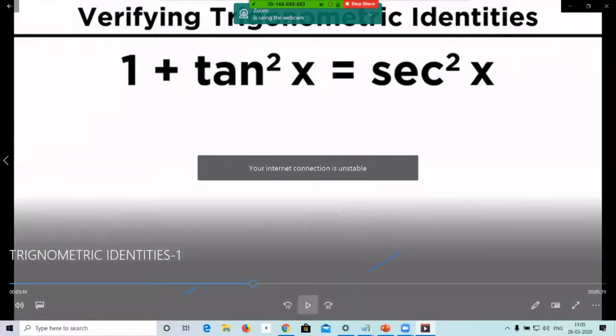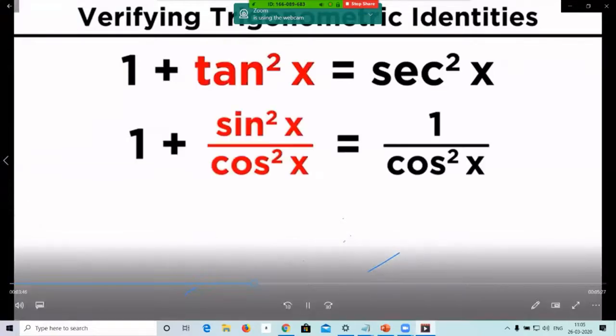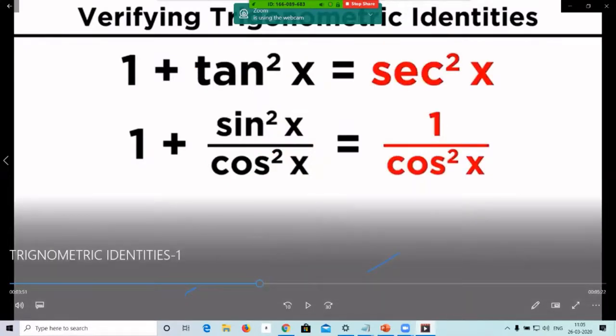I move ahead with this. First things first, let's change tangent squared into sine squared over cosine squared. And please do not touch the RHS. Please do not. Start with the LHS. Move ahead with tan squared x as sine squared x upon cos squared x. Leave the RHS as it is. We'll come back to it.